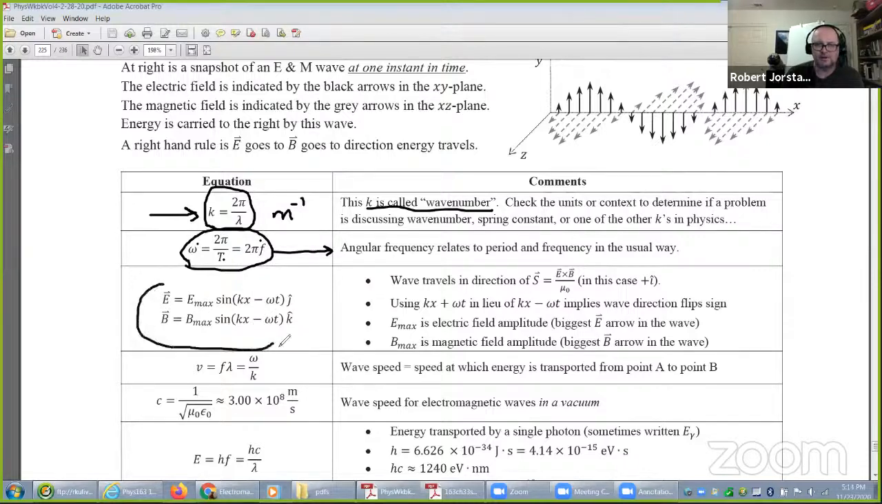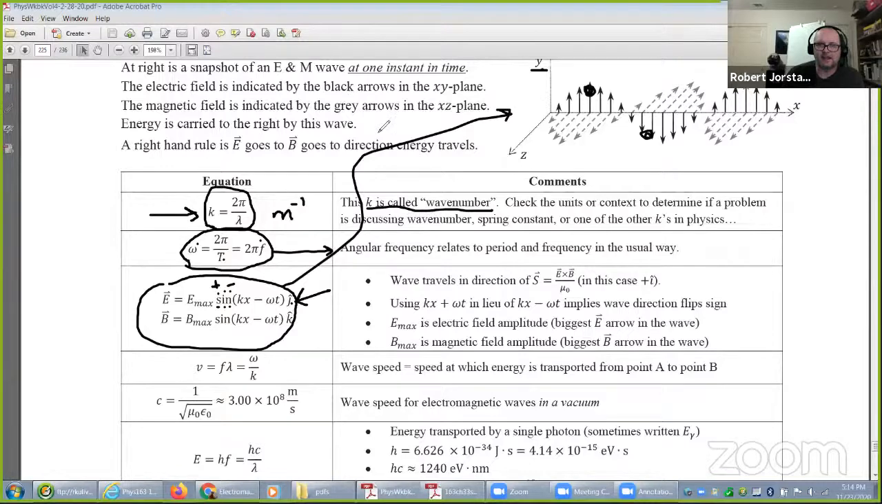Now check this one out here, and I want you to compare this to up here. The electric field is oscillating in the j hat. So notice this sine function here is going to be positive and negative in the j hat. That's why these arrows are up and down on the j hat axis. All right, there's the y axis. Sorry, it's a little cut off.